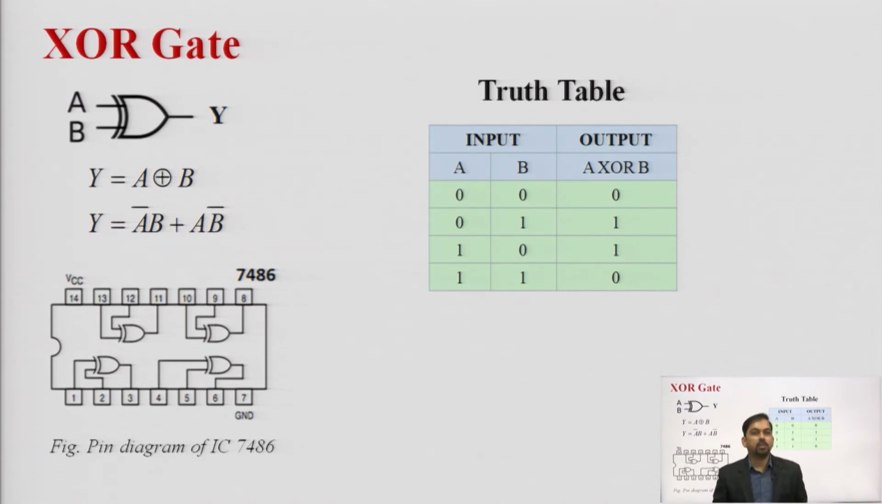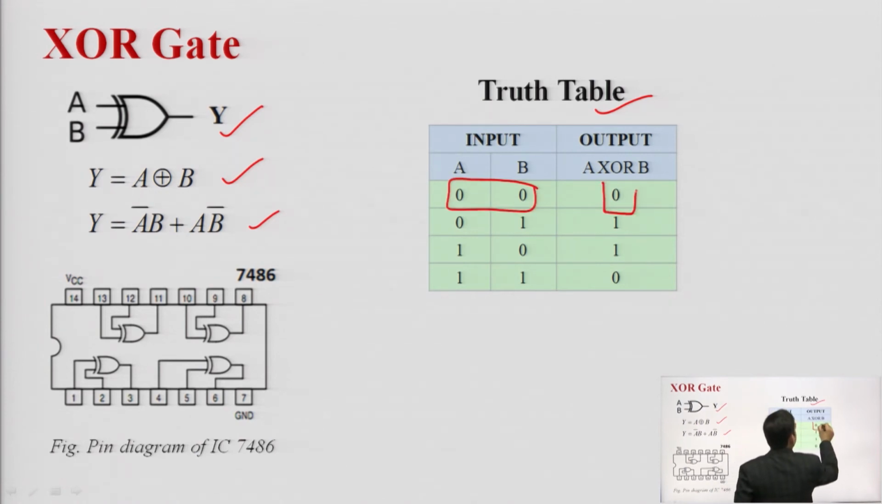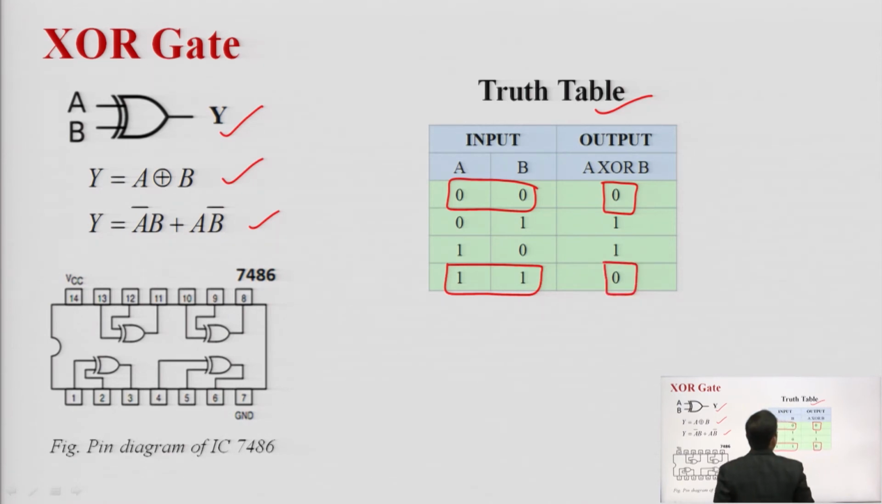Now we have the XOR gate. The other types of gates we have are XOR and XNOR. So this is a symbolic representation. The logic representation we can see with the help of the truth table: when both the inputs are the same, then the output is 0. If the inputs are different, then the output is definitely 1.